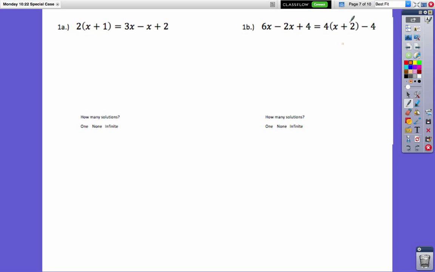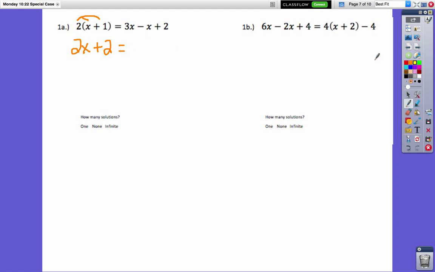So let's look at a couple examples here. Let's go ahead and solve this first one. I'll do all the A's and then you'll press pause and you'll do all the B's. On this first equation here, we're going to do the distributive property. 2 times x gives you 2x. 2 times 1, don't forget to distribute there, is equal to 2.